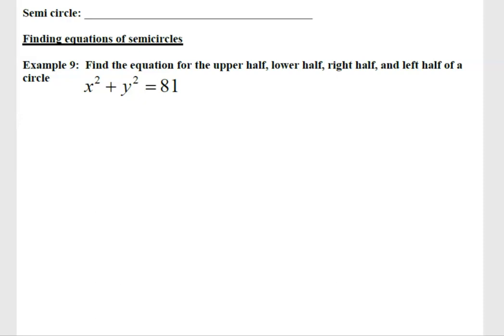Anyway, we're going to finish up talking about circles here, looking at semicircles. And a semicircle is just essentially going to be half of a circle. So it could be the upper half, lower half, right half, or left half, or we could do a different one. But a semicircle is just half a circle.